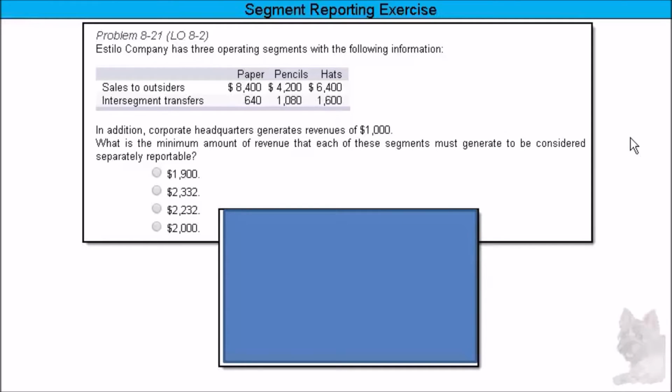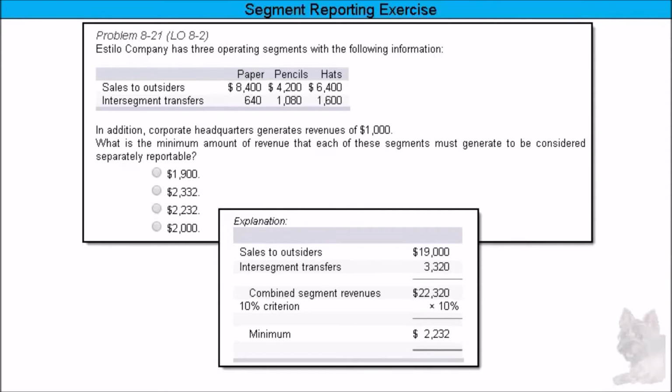In addition, corporate headquarters generated revenues of 1,000. Here's the question: what's the minimum amount of revenue that each of the segments must generate to be considered separately reportable? You have four choices, but let me show you the logic you would use to solve this.